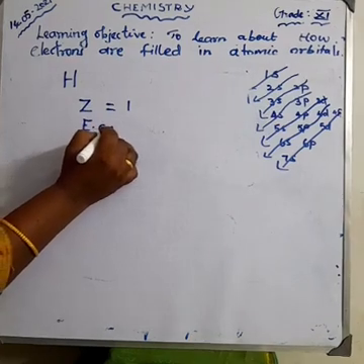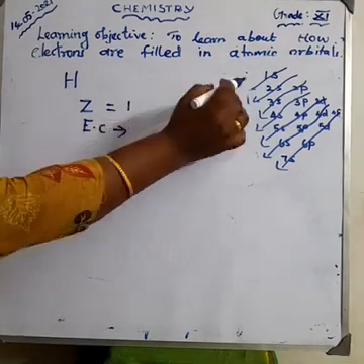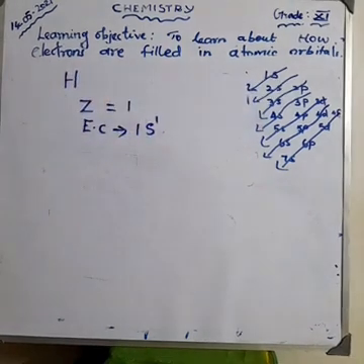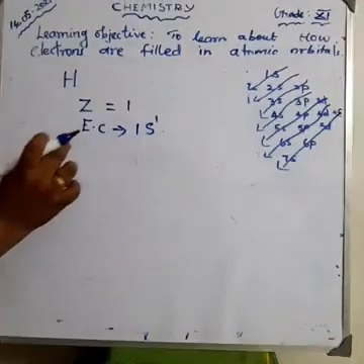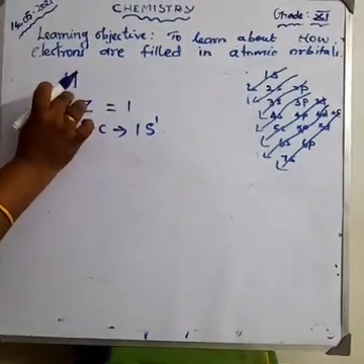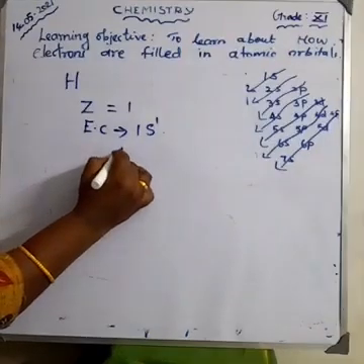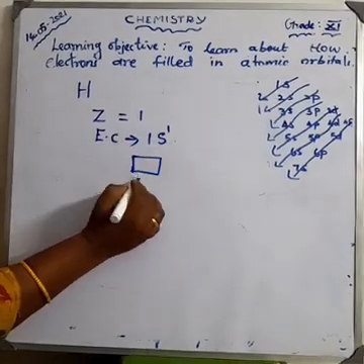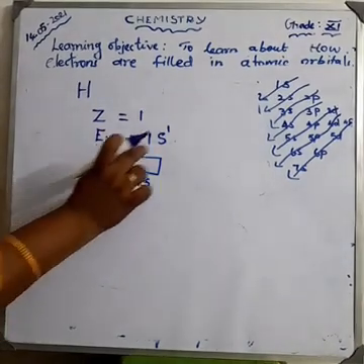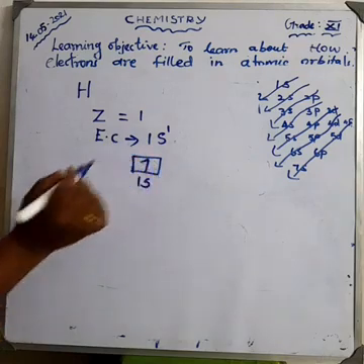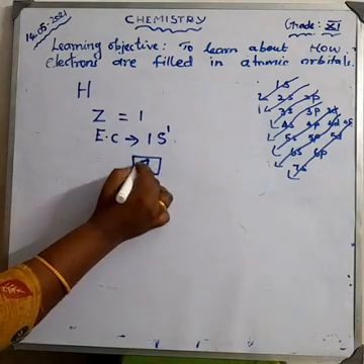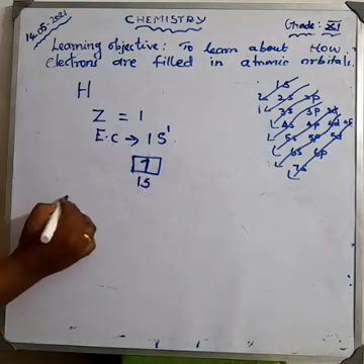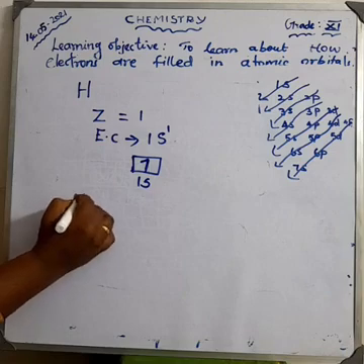So how will you write the electronic configuration for hydrogen? Only 1 electron is there, so 1s1. Hydrogen has only the 1s orbital. How to fill this electron? We can fill it like this. This is the positive spin electron.